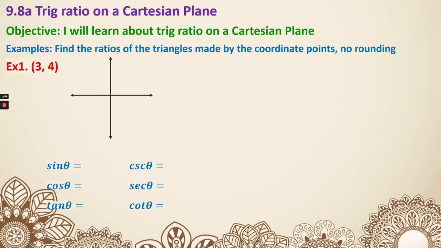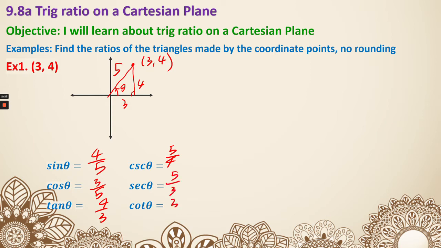Number 1, (3, 4). That's around right here. I can form my triangle. That's got to be 3, that's got to be 4. I can solve for the other side. That is going to be 5 after the Pythagorean theorem. Since this is the angle I'm representing, sine theta is going to be opposite over hypotenuse, 4 over 5, cosine is 3 over 5, tangent is 4 over 3. Then I just flip all of them: 5 over 4, 5 over 3, 3 over 4. Well, that's the first one.